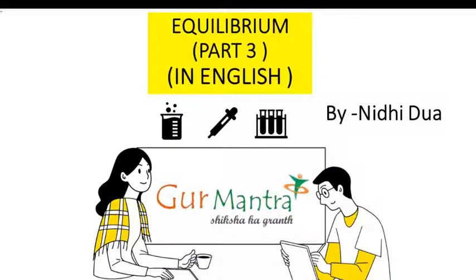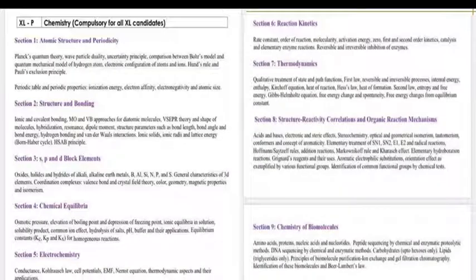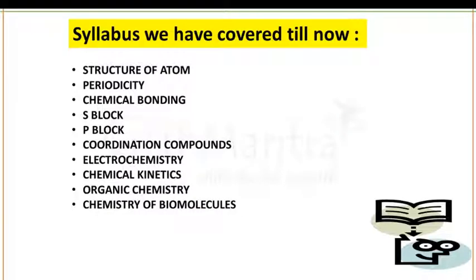So guys, in previous lectures we have started our section 4 that is based on equilibrium, and in today's lecture we are going to study about equilibrium, in which we are going to discuss different cases of homogeneous reactions as well as we are going to study about the colligative properties. So let's begin our today's topic, but first of all let's see what syllabus that we have covered till now.